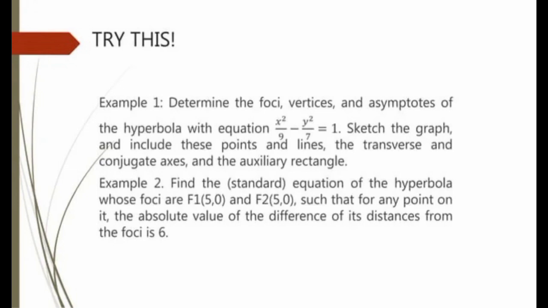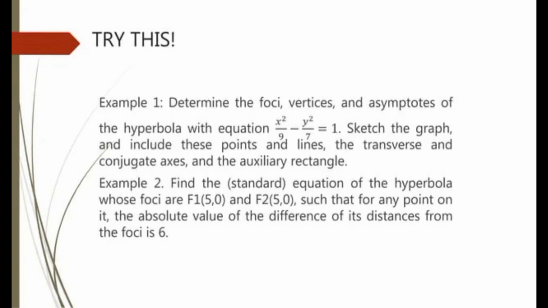Try this. Example number 1. Determine the foci, vertices, and asymptotes of the hyperbola with equation x squared over 9 minus y squared over 7 is equal to 1. Sketch the graph and include these points and lines, the transverse and conjugate axes, and the auxiliary rectangle.